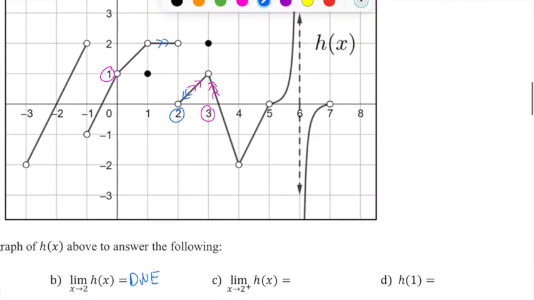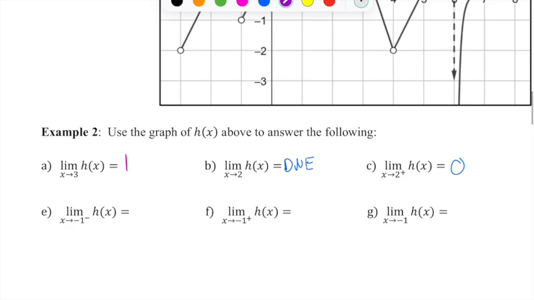And remember this one, C, what does this positive mean? This means from the right. So that means starting from the right and going this way. So what happens if we're approaching 2 from the right? That is going to be 0. And then lastly, what is the value at 1? So at x equals 1, what's your y value? That's what that question is asking, and it looks like it's going to be 1. It's defined at 1.